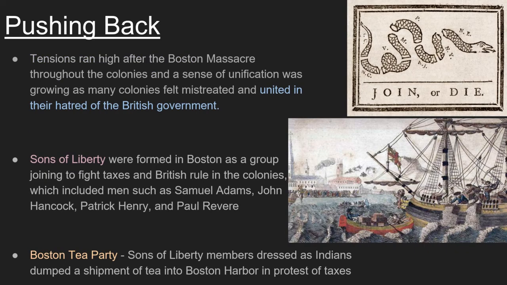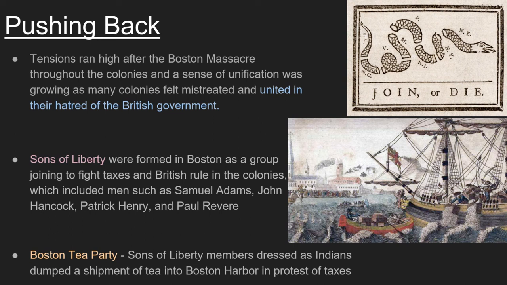Tensions ran high after the Boston Massacre, as you can imagine, throughout the colonies, and a sense of unification was growing as many colonies felt mistreated and united in their hatred of the British government. You see that emblem at the top right was printed in newspapers there. Join or die. They wanted to all start to unite.